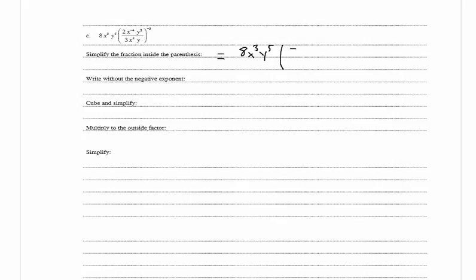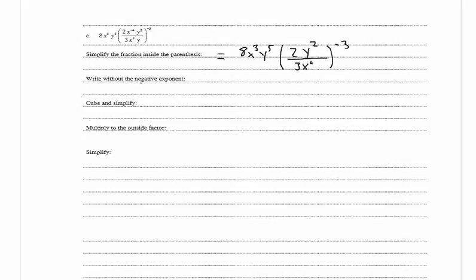So we have 2, and x to the negative 4th divided by x squared is going to be x to the negative 4 minus 2 would be x to the negative 6th, and then it becomes x to the 6th in the denominator. And then we have y cubed divided by y is y squared, and we have our 3 in the denominator, all raised to the negative 3.